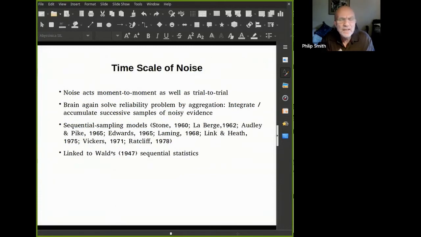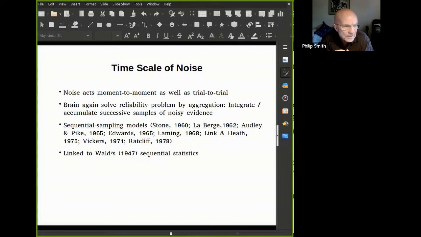But if you think that noise or variability reflects the properties of neurons that encode stimuli, then you'd expect that noise to act from moment to moment, as well as from trial to trial, from decision to decision. And the basic premise of the sequential sampling models is that the brain solves the reliability problem in time the same way as it solves it in space, by aggregation or integration. In other words, it takes successive samples of noisy evidence and accumulates them until there is enough evidence for a reliable decision.